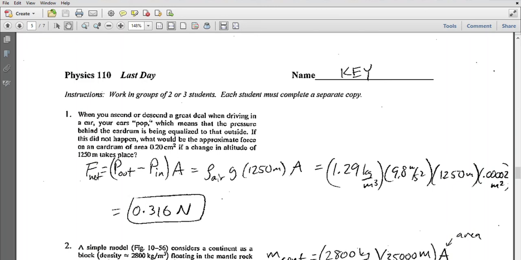This is part of a worksheet that we would have done on the last day of class. There are some other non-fluid stuff on it, but I'm just going to have you do the fluids problems that are on this worksheet.